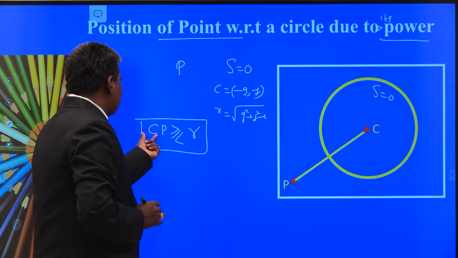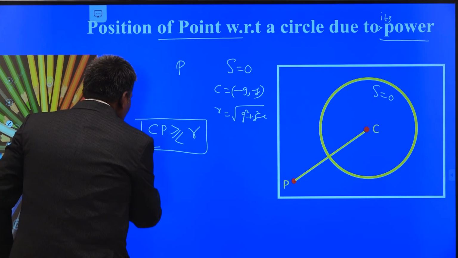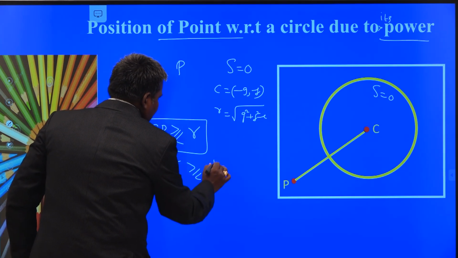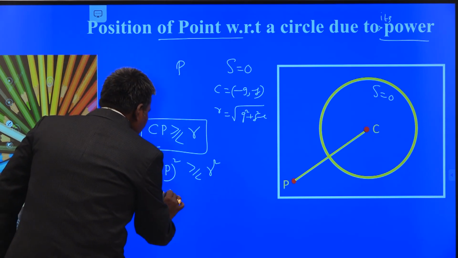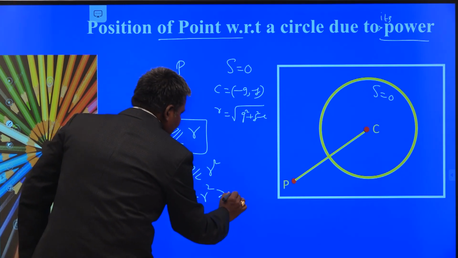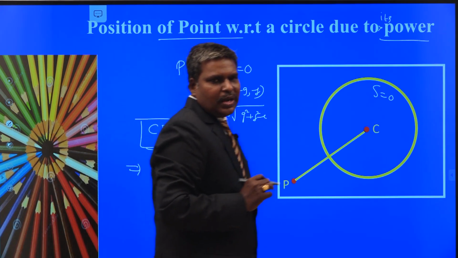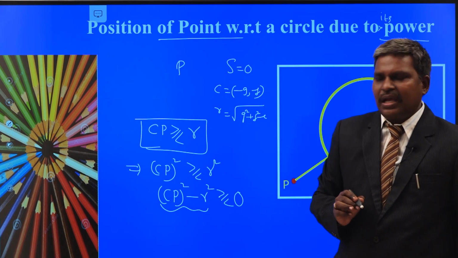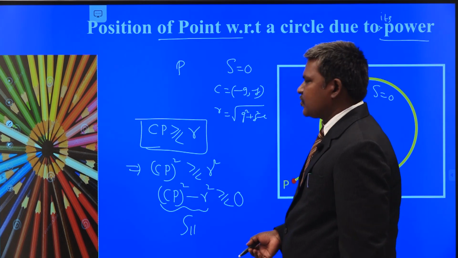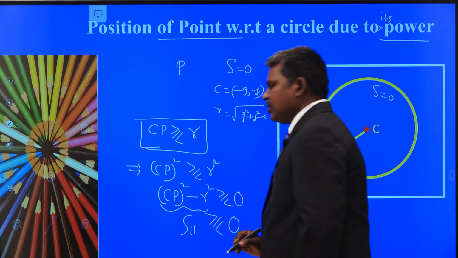Am I correct or not? This is a distance, it is also a distance, both are positive, so you can easily square them. Implies what happened? Cp square is greater than, equal to, or less than r square. That means Cp square minus r square is greater than, equal to, or less than 0. What is Cp square minus r square, my dears? It is your S11. Am I correct or not? This is my S11. Already we proved Cp square minus r square is S11 for S equals 0, which is greater than, equal to, or less than 0.